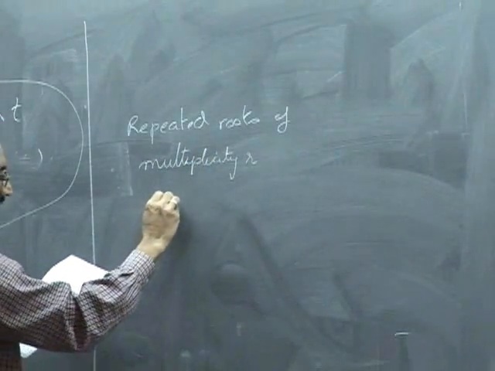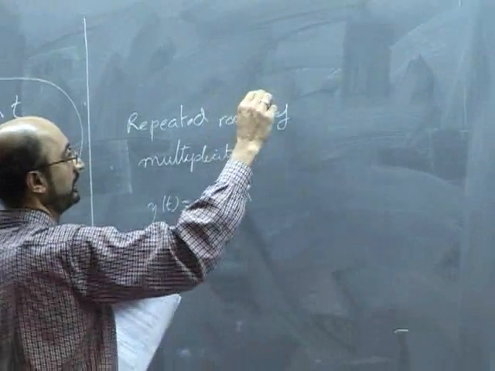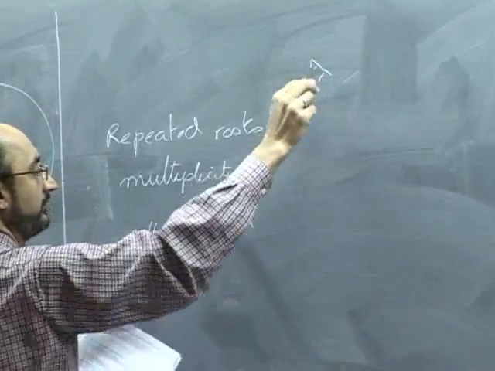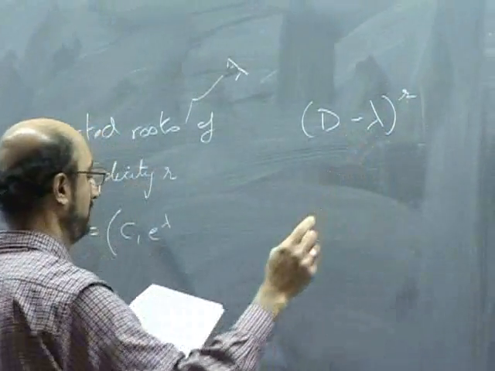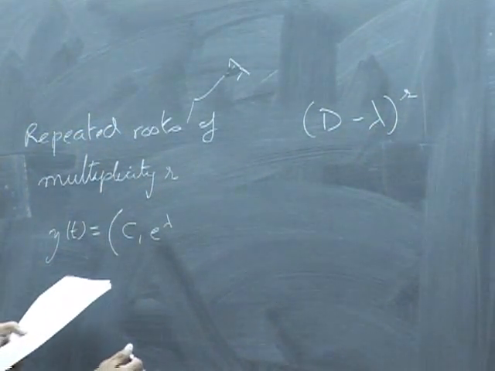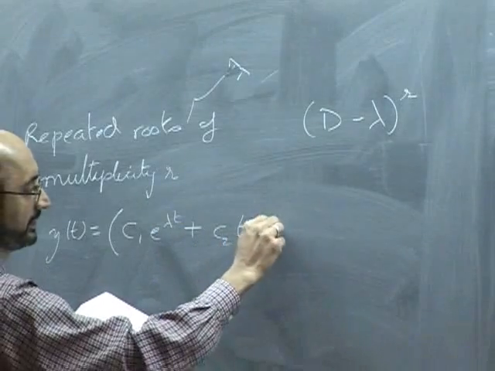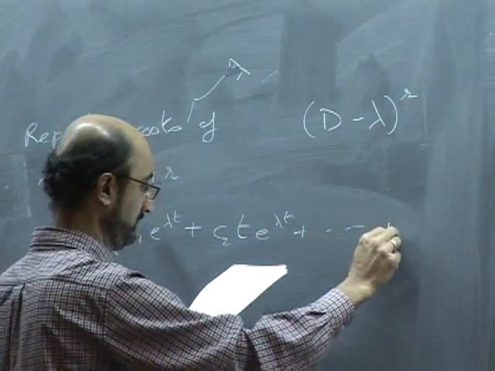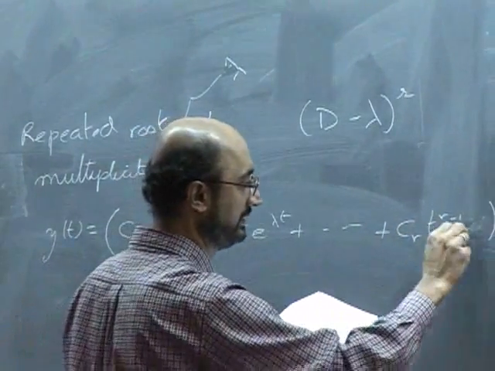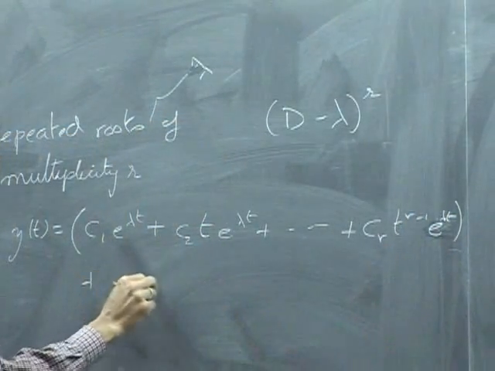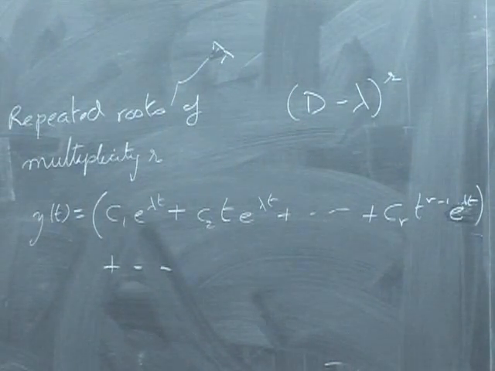Then we have y(t) equals c1 e to the lambda t. So for repeated roots, the root is lambda, which means we have something like (D minus lambda) to the power r in the polynomial. Then we'll get c1 e to the lambda t plus c2 t e to the lambda t plus ... c_r t to the r minus 1 e to the lambda t, plus the other terms which correspond to the other roots. Okay, so that's what that looks like.